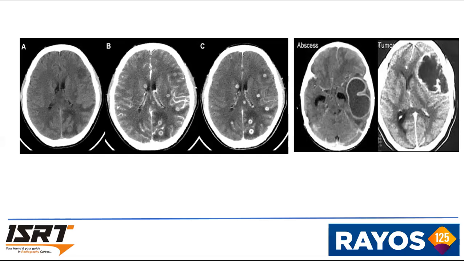The other one is an abscess and the tumor. There is a pattern difference. In the two cases, we can see different patterns of contrast enhancement. Abscess has one pattern of enhancement, and tumor has another enhancement. So different pathology may have different enhancements.